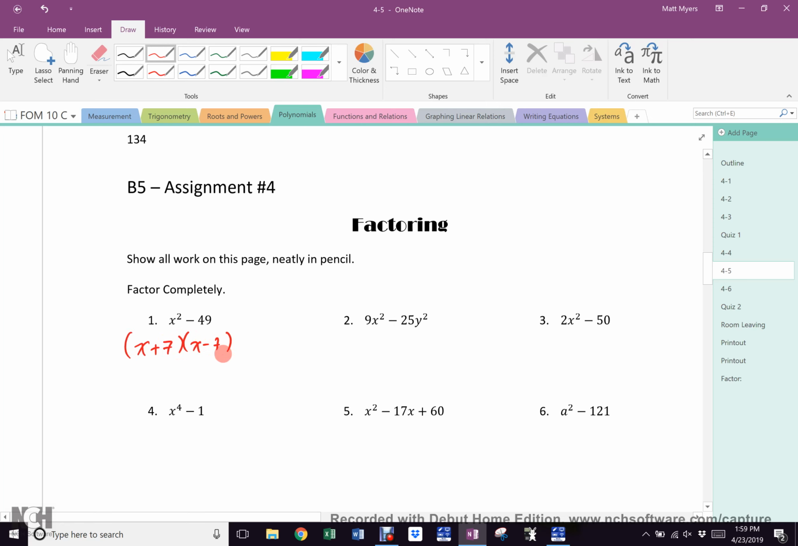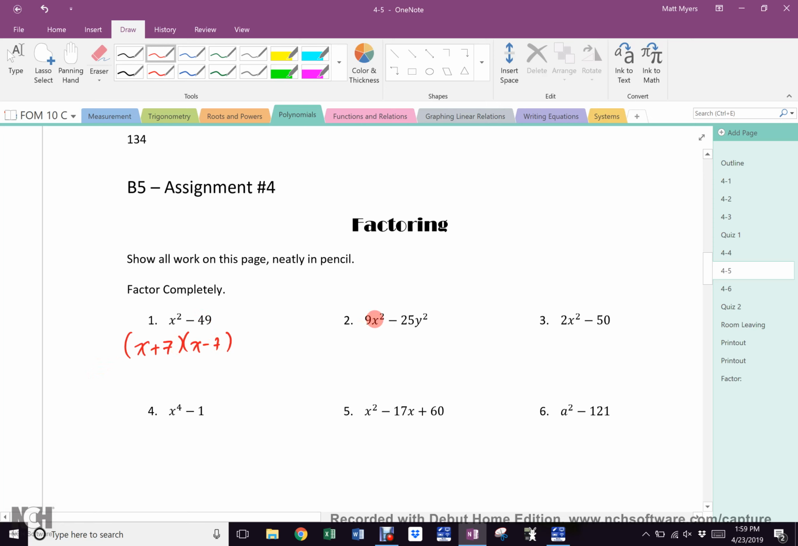Mr. Myers, did I do it right? I don't know, kid, did you? Is x times x x squared? Is x times negative 7 negative 7x? Is 7 times x positive 7x? That makes 0. Is 7 times negative 7 negative 49? So I did it right.